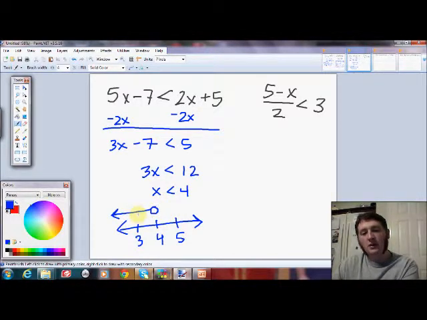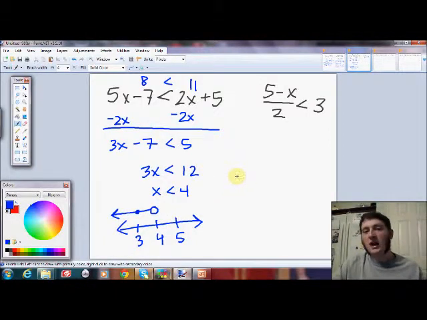If you don't remember, the way to check this is you take a number, like say 3, that should be a solution, and you go back to the original problem. So let's talk our way through a check real quick. 5 times 3 is 15. 15 minus 7 is 8. 2 times 3 is 6. 6 plus 5 is 11. And sure enough, 8 is less than 11.